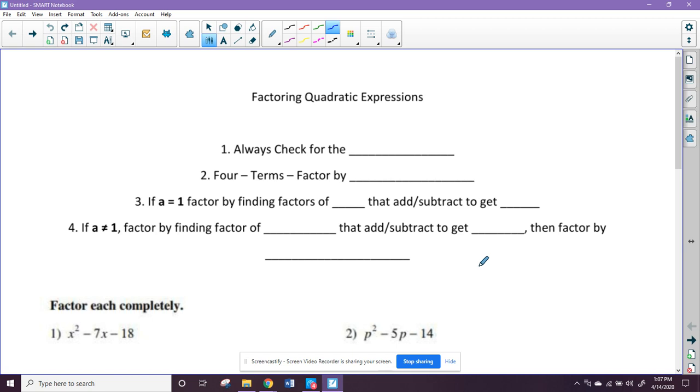Hey guys, we're going to be factoring quadratic expressions, but they're going to be a mix of different problems, so we have to determine which process we have to do. So we always need to check the expression for the GCF, the greatest common factor. That's always going to be your first step. After you check for the GCF, then you go into all the other methods. So then after you check for the greatest common factor, if there's 4 terms, you are going to factor by grouping.